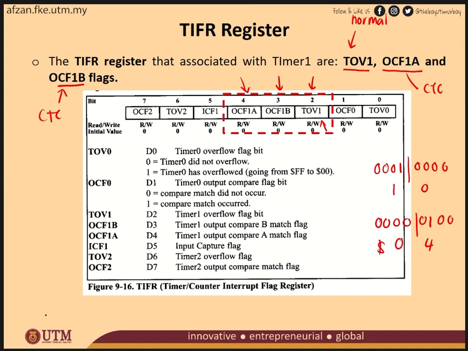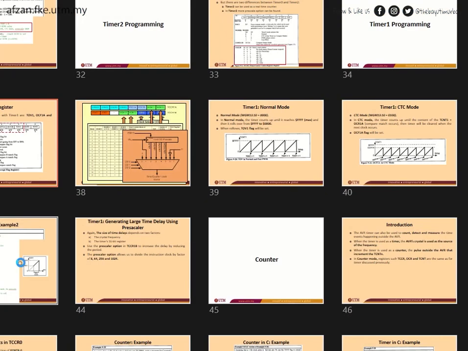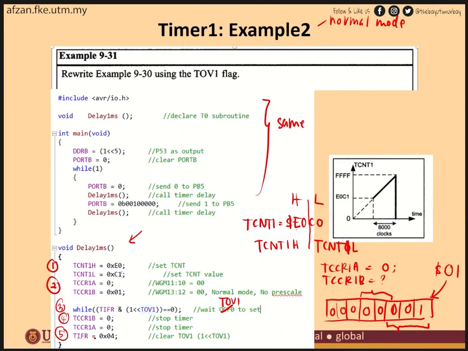So the value here is 0x04. TIFR equal to 0x04, or if you don't want to refer to the location to find out the TOV1 punya location, you can simply write down TIFR sama dengan 1 shifted to your TOV1, also can. Okay, so that is for the timer 1 programming by using normal mode and CTC mode.